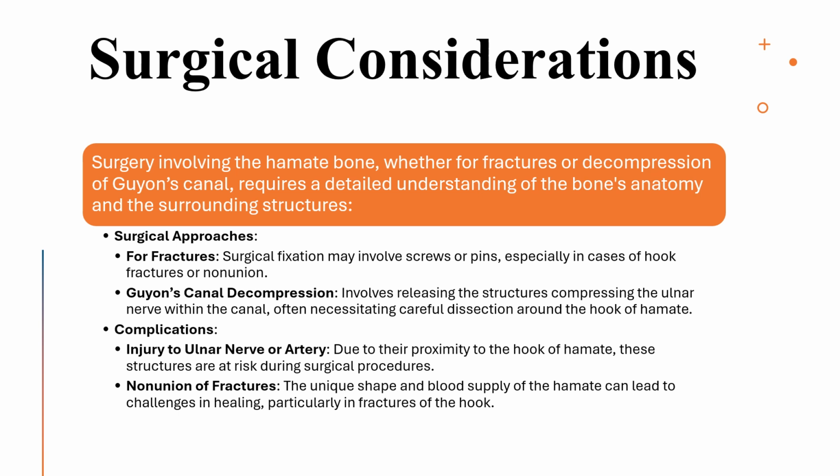There are some complications that occur in this case, that is injury to the ulnar nerve or ulnar artery due to their proximity to the hook of hamate. These structures are at the most risk during the surgical procedure. In case of fracture of the hook of hamate, non-union of the fracture, the unique shape and blood supply of the hamate can lead to challenges in healing, particularly in the fracture of the hook of the hamate.